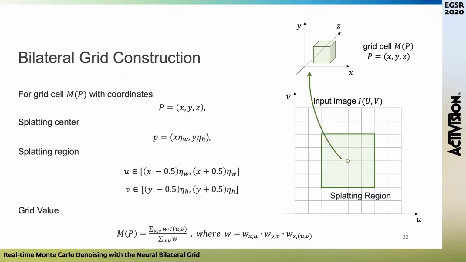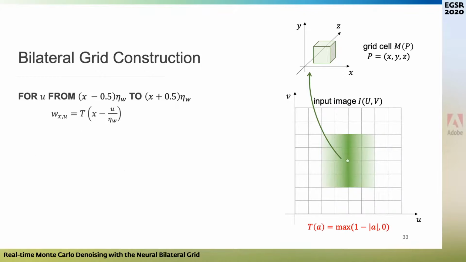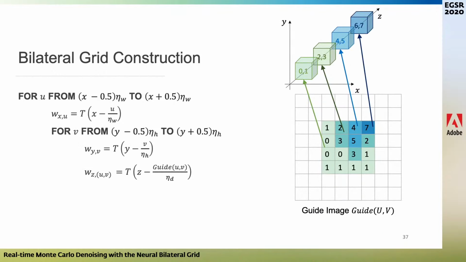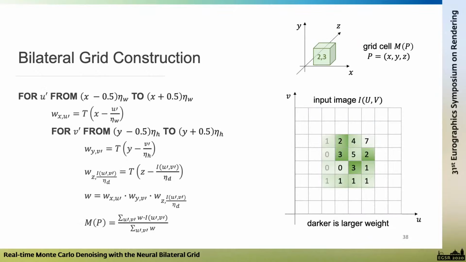The grid value is the weighted sum of all the pixels in the splatting region. We use a tent filter to calculate the weight for each pair of U and X, and each pair of V and Y, and the depth coordinate of pixel UV in the bilateral grid is given by the guide. We can still calculate the weight using the tent filter. If the weight is 0, the pixel will not be mapped to the grid cell. The splatting weight is a product of all the weights for the x, y, and z axis, and we can calculate the value of the grid cell by taking the weighted sum.